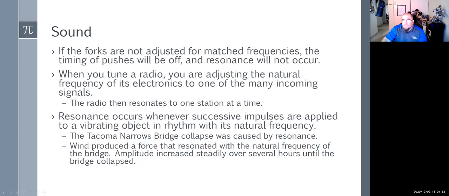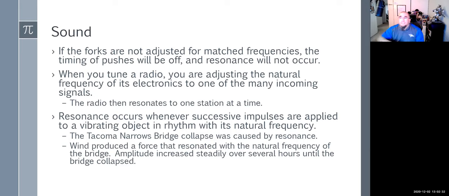If the forks are not matched in frequency, so maybe, let's see, does this one have a frequency on it? What does this one say? I think this one is 50 hertz, if I remember correctly. It doesn't say on here. It should. That would make sense. So, let's just say this was 40 hertz, and then I have a 60 hertz tuning fork, right? The pushes will be off and resonance won't occur. So meaning if I hit this tuning fork, it's not necessarily going to cause the other one to vibrate.